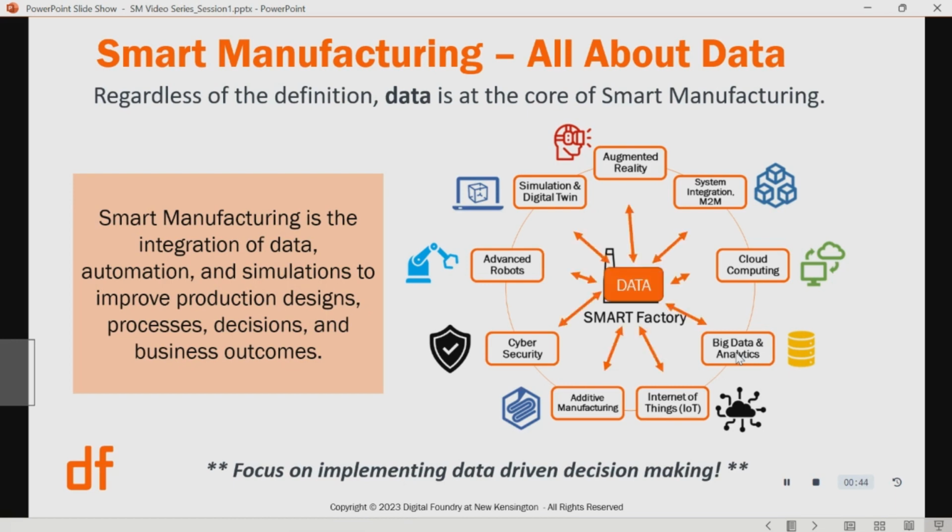When done right, smart manufacturing is the integration of data, automation, and simulation to improve production, to improve product designs, and ultimately improve decision-making and business outcomes. So we want to focus in this series on the definition of smart manufacturing as it relates to the implementation of data-driven decision-making, and that's what will make it smart.